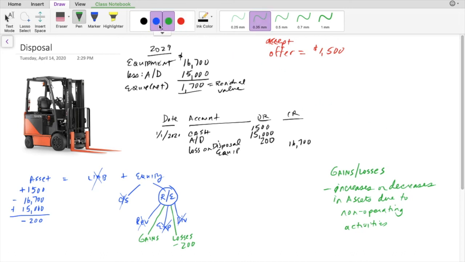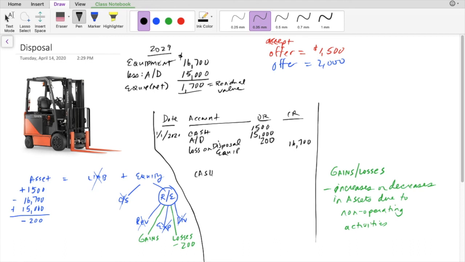What happens if we accepted an offer for $2,000? Well, we would get cash of $2,000. We would get rid of the equipment of $16,700. We would get rid of the accumulated depreciation of $15,000. So we have $17,000 on the debit side and $16,700 on the credit side. We're missing a $300 credit, which would be a gain on disposal. And so when we dispose of equipment, we will recognize, in all likelihood, a gain or a loss on that disposal, because our assets are either going to increase as a result of the disposal or they're going to decrease.